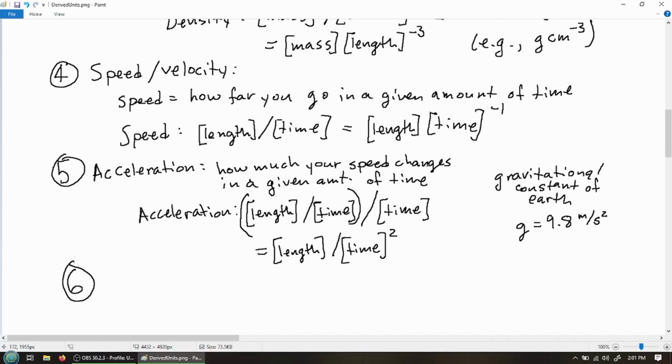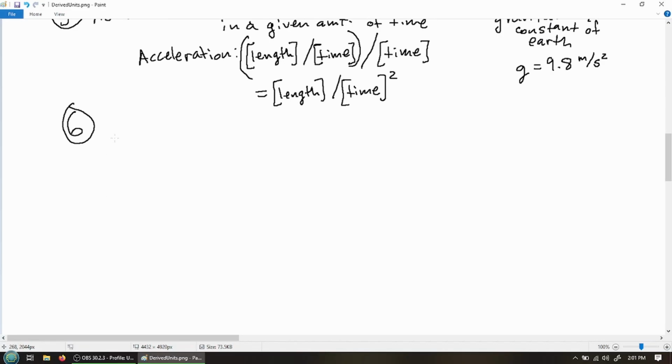So one last example for derived units, okay? Let's now talk about one more concept that may not come up in this class until maybe later. But let's talk about force. So some of you may have seen Newton's second law before.